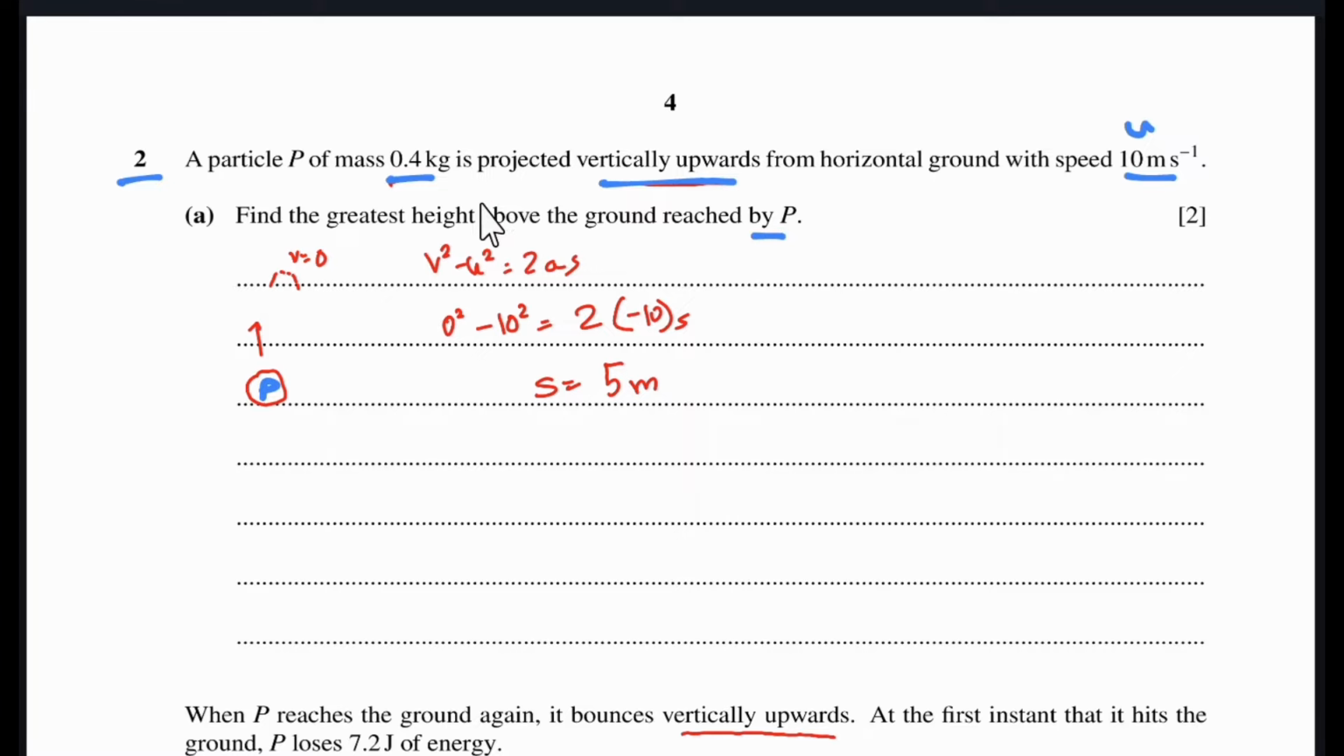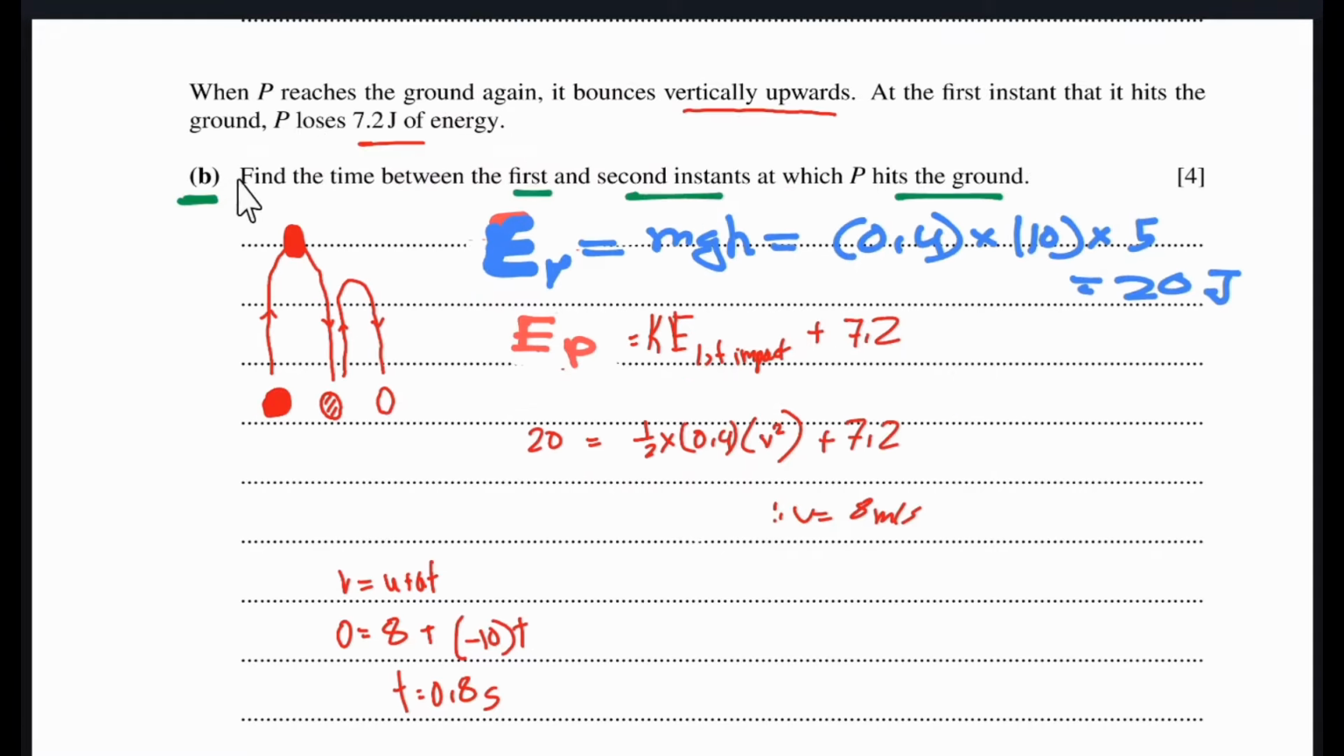So we need to find the greatest height, and we know that at greatest height the velocity is equal to 0. So the final velocity is 0, the initial velocity is 10 meters per second, and as the particle is moving upwards, the acceleration is negative, and if the particle is moving downwards, then the acceleration is positive, and for mechanics the acceleration is 10. So the distance comes to be 5 meters.